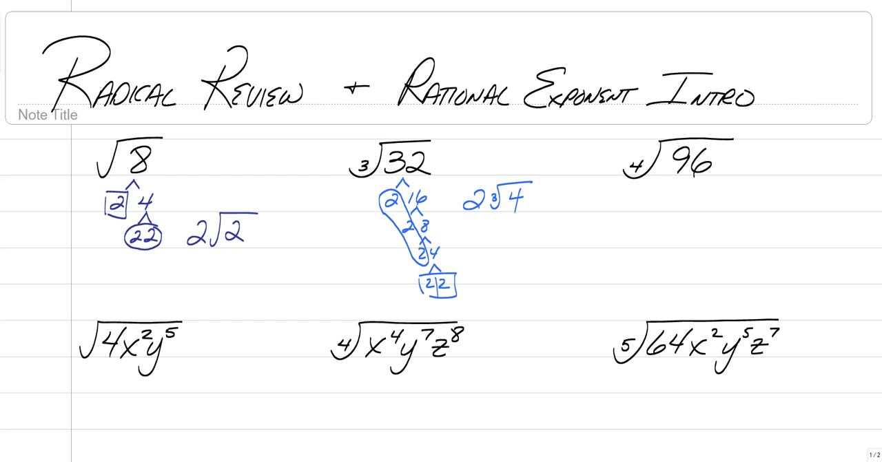Last one, 96. We've got 2 and 48, 2 and 24, 2 and 12, 2 and 6, 2 and 3. Circle 4 at a time. That group of 2's goes outside. You have a box 2 and a box 3 because there's not enough for a group of 4. So that's the fourth root of 2 times 3 is 6. So I know a lot of you learned how to simplify radicals using the factor tree. Just wanted you to know that it could apply to any type of root.